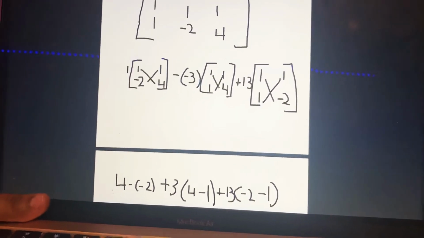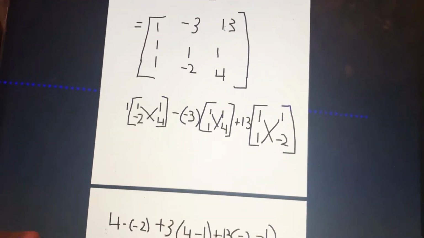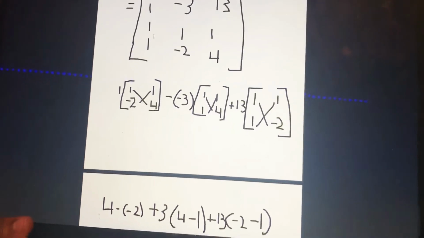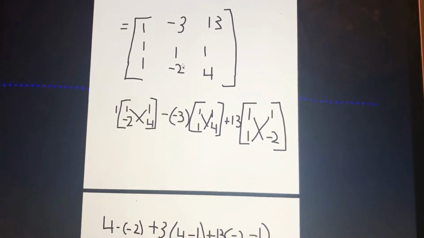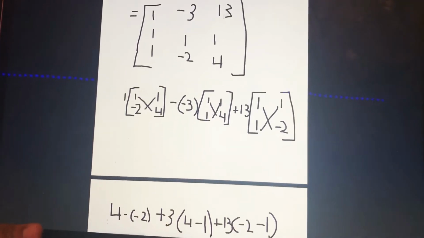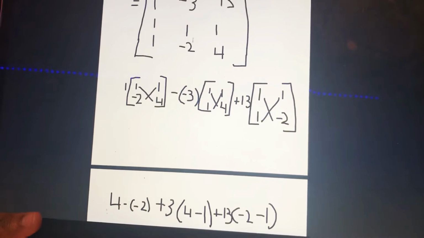And since d1 is in the third row and first column, we'll be taking the values of a2, a3, and b2, b3, since this will cancel out this row and it'll cancel out that column.